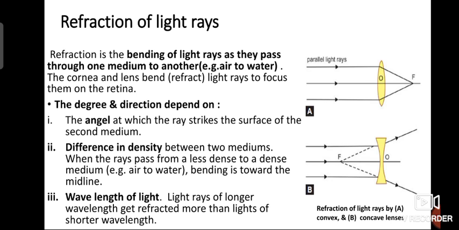So this is the diagram of the refraction of light. In diagram A, the parallel light rays come to the convex lens and are focused on a particular focal point, and the light is refracted. The rays are bent and focused on one point. In the biconcave lens, the parallel light rays diverge, and there is a bending, a refraction, of the light rays.